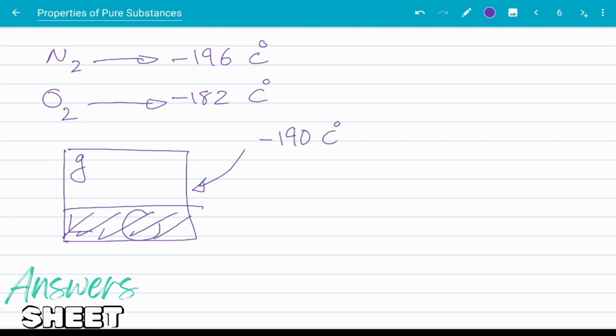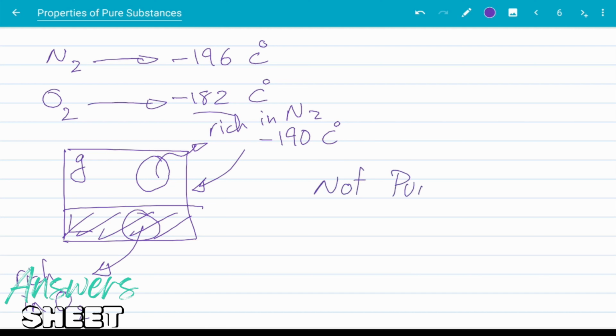So if I take a sample from here, the liquid is very rich in oxygen, right? Because of the temperature. Now, if I take a sample from the gaseous form, it will be very rich in nitrogen. Now, as you can see, the chemical composition is not uniform or homogeneous between the gas and liquid phases, and so this is not a pure substance.